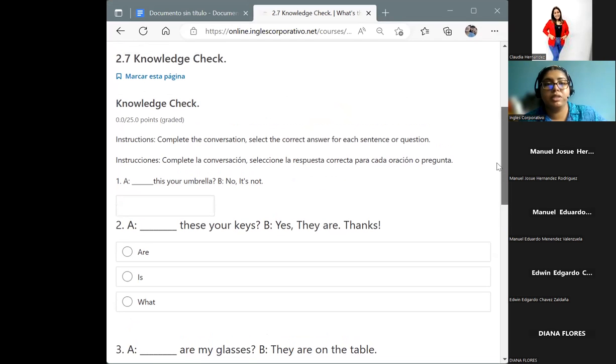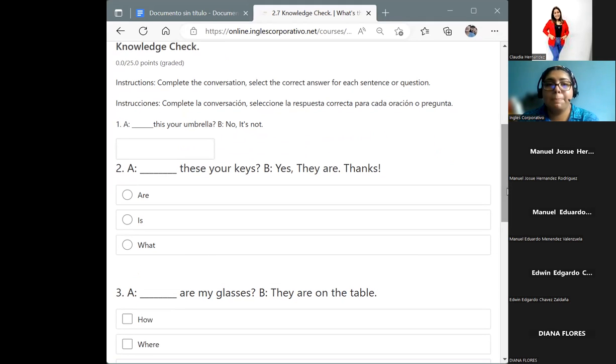It's knowledge check 2.7. And it says, complete the conversation, select the correct answer for each sentence or question. Vamos a seleccionar la respuesta para cada una de las oraciones o preguntas que aparecen ahí. So, number one, this is your umbrella? No, it is not. ¿Qué le podemos agregar a esa pregunta? Is. Okay. Is. Number two, these your keys? Yes, they are. En ese le vamos a agregar are, is, or what?